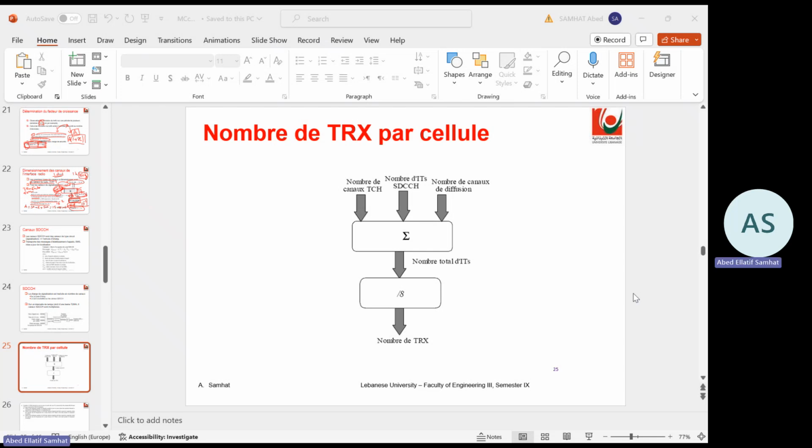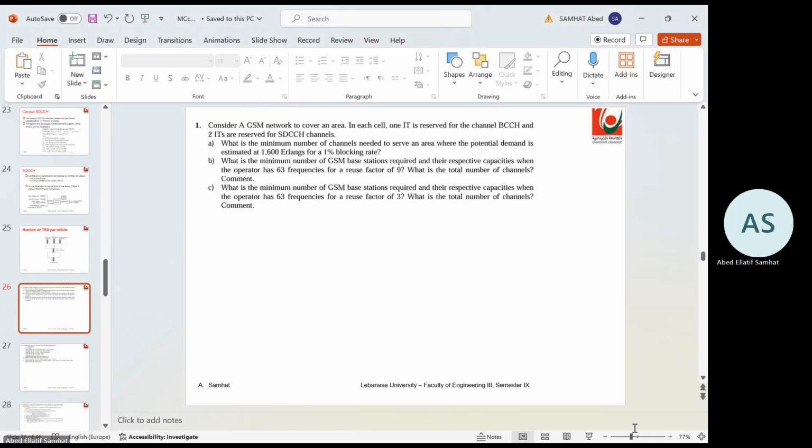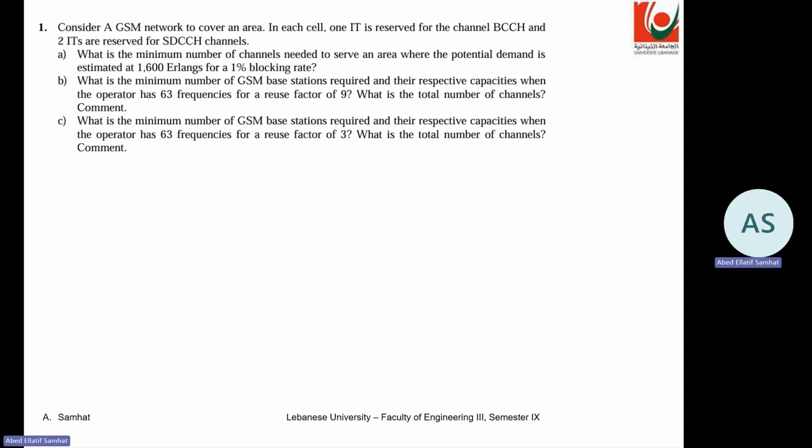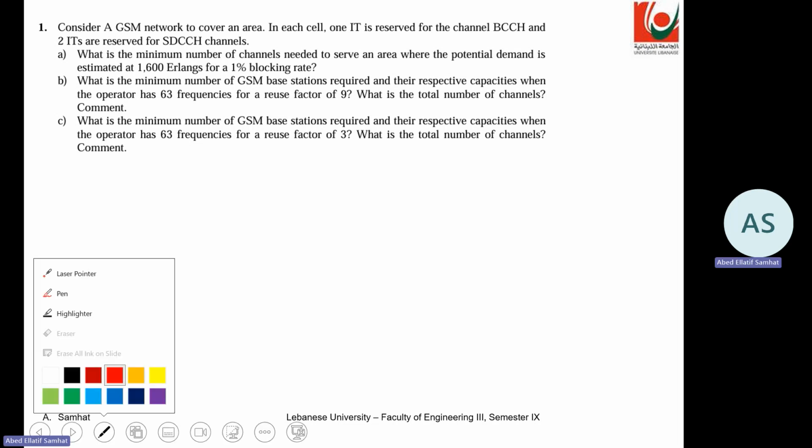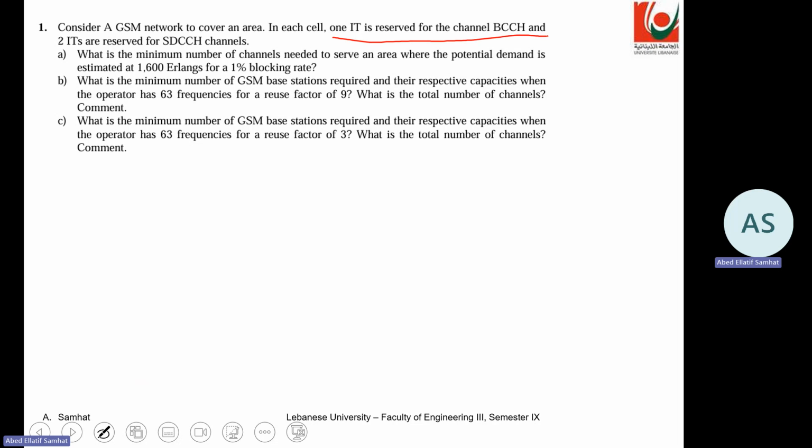Okay. So I will try to start with a simple example. Let's start with this exercise. So here we consider a GSM network to cover an area. And in each cell, we have one time slot reserved for the broadcast channel and 2 time slots reserved for SDCCH channel. So this is a given. So we have already one time slot which is reserved for the broadcast channel and all other signaling channel, for example, and 2 time slots that are reserved for the SDCCH channel.